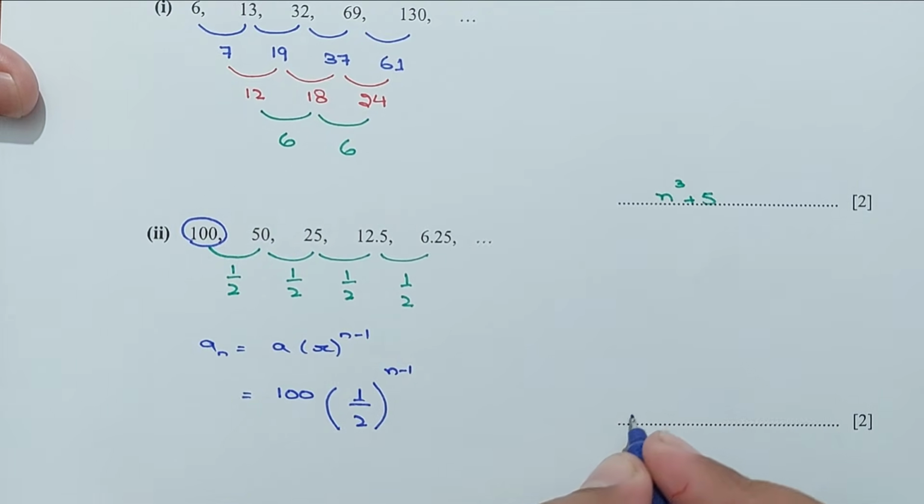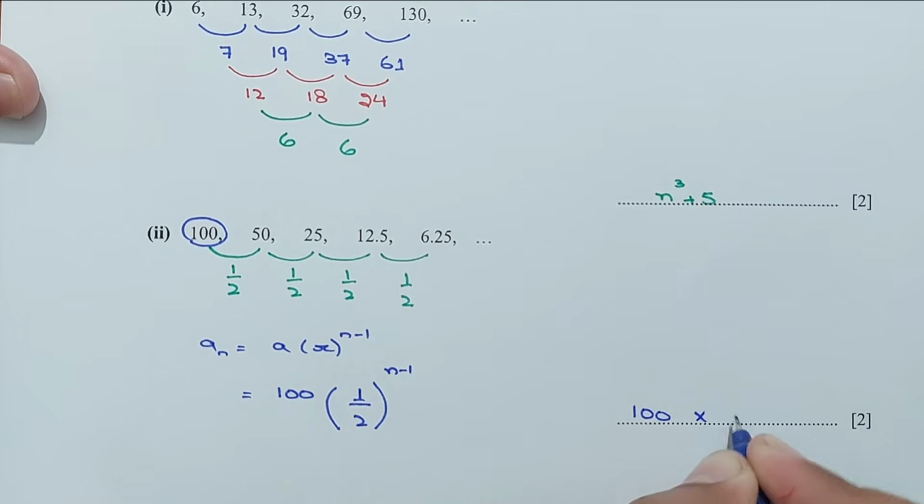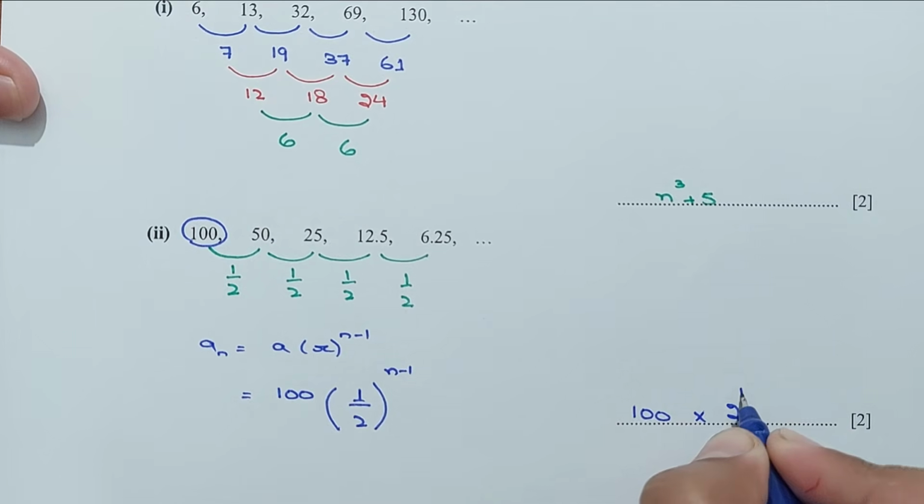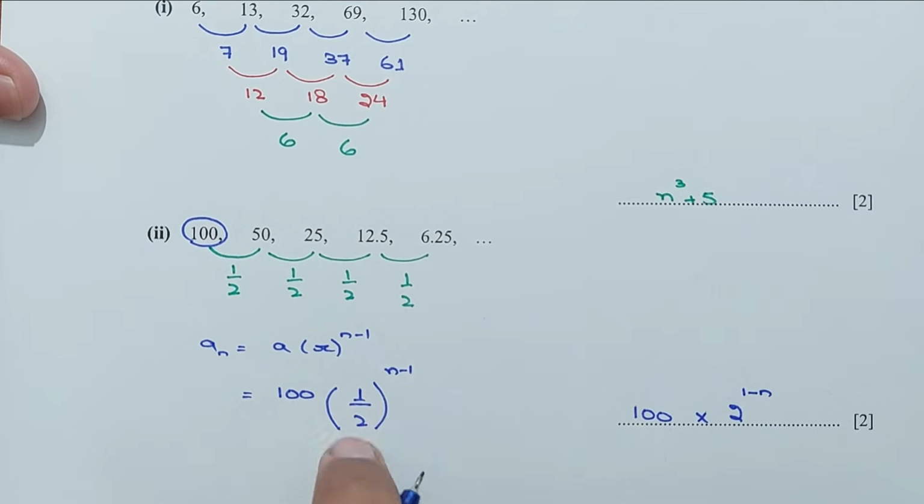Or we can rewrite this as 100 times 2, with exponent 1 minus n. We are shifting 2 to the numerator, so its exponent is reversed. n minus 1 changes to minus n plus 1.